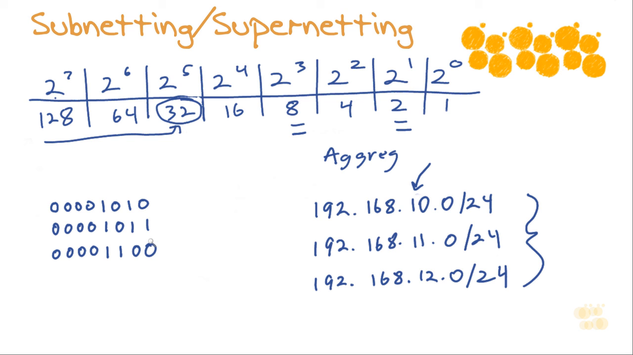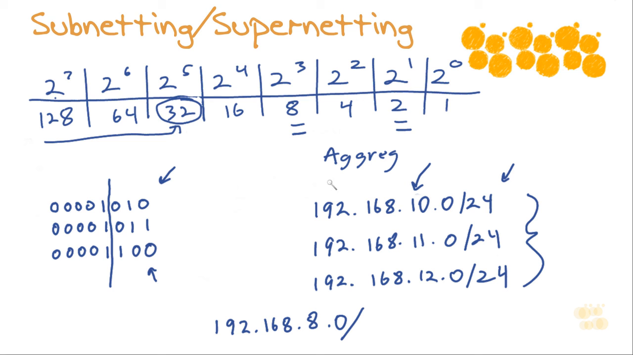Okay, we look at this binary for that field and we see if we can mask off any bits that are in common. And of course we can. Those first 5 bits are in common. The variation comes in the last 3 bits. So we can represent all of this with 192.168.8.0/ what is our mask?